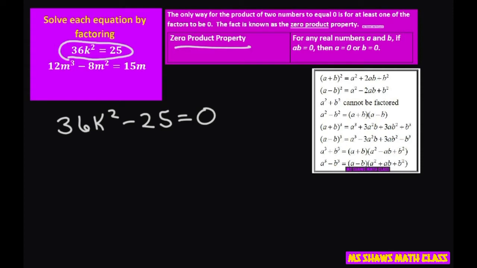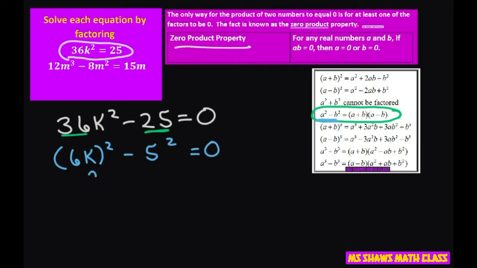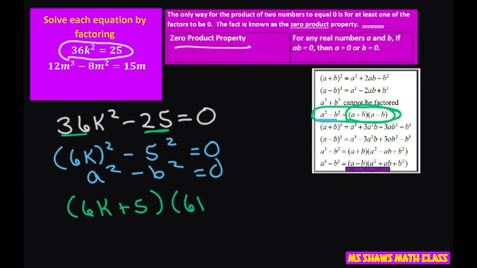And you should be looking at, these are perfect squares. And so we're using our factoring facts of the difference of squares. So I can factor this, or if I want to write it like this, I can write this as 6k squared minus 5 squared equals 0. So this is like your a squared minus b squared equals 0, and we can just factor using this. So we have 6k plus 5 times 6k minus 5 equals 0.